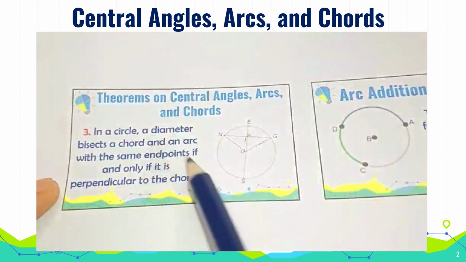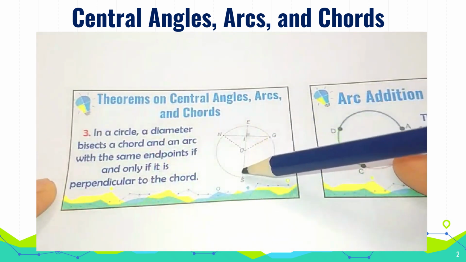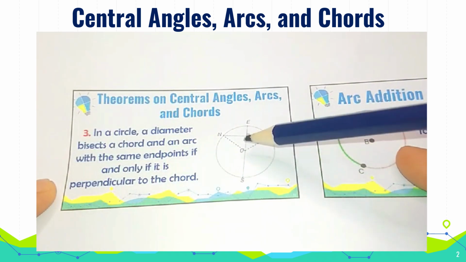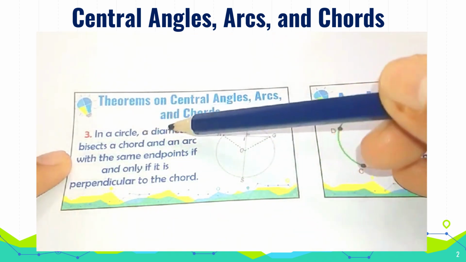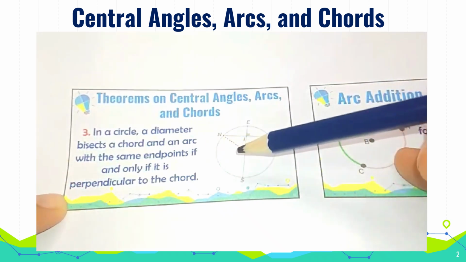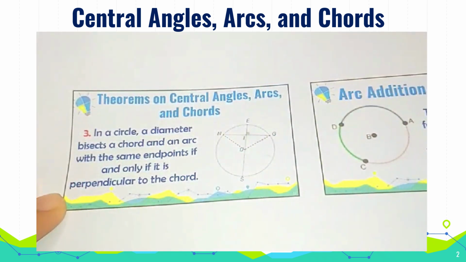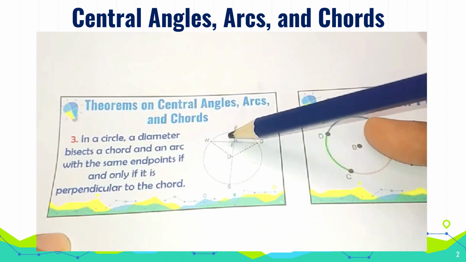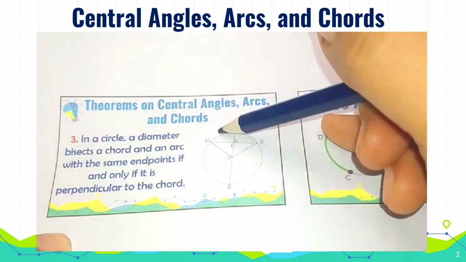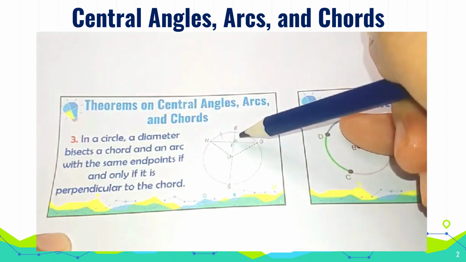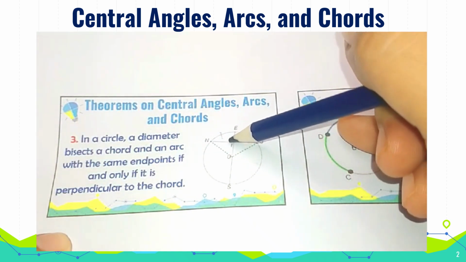In a circle, a diameter, the longest chord passing through the center, bisects a chord and an arc with the same endpoints if and only if it is perpendicular to the chord. So this diameter will divide these two arcs equally and this chord equally if it forms 90 degrees.